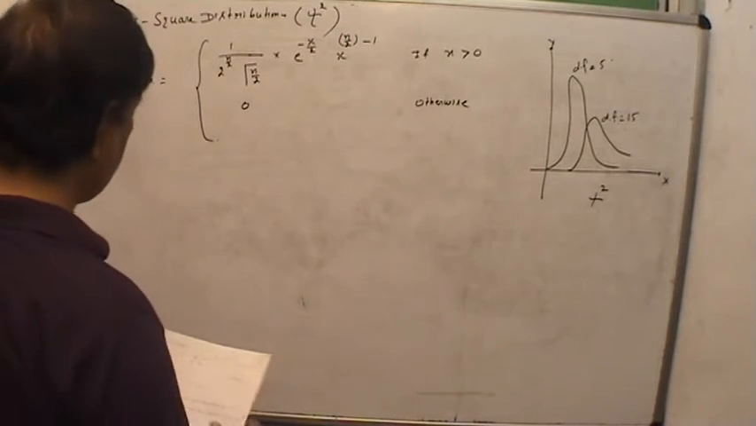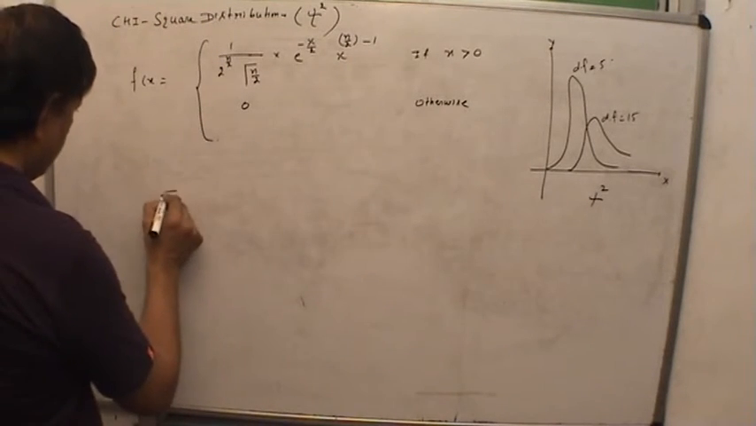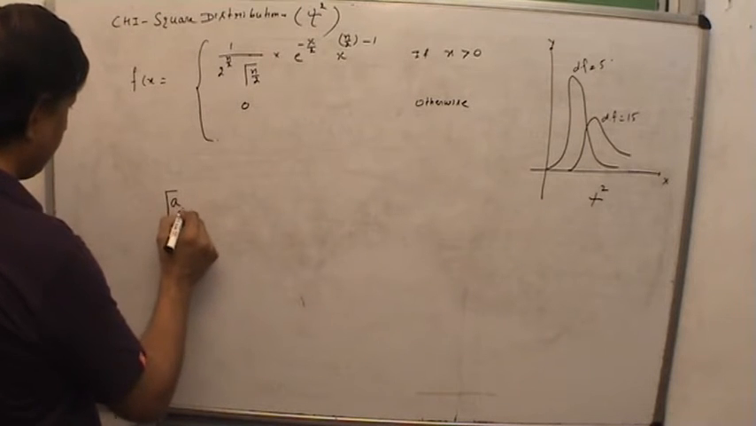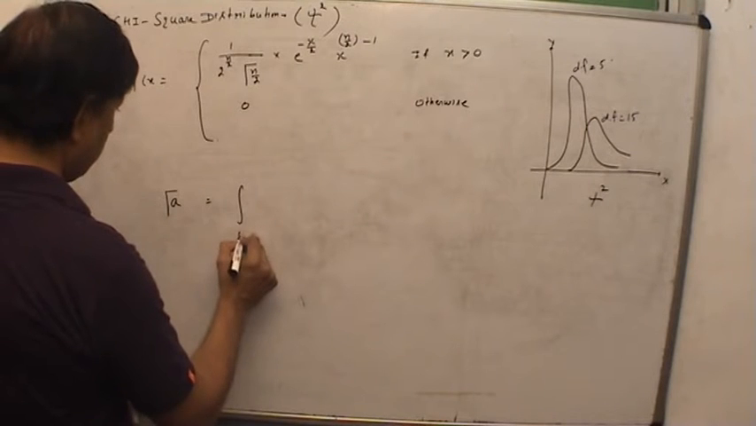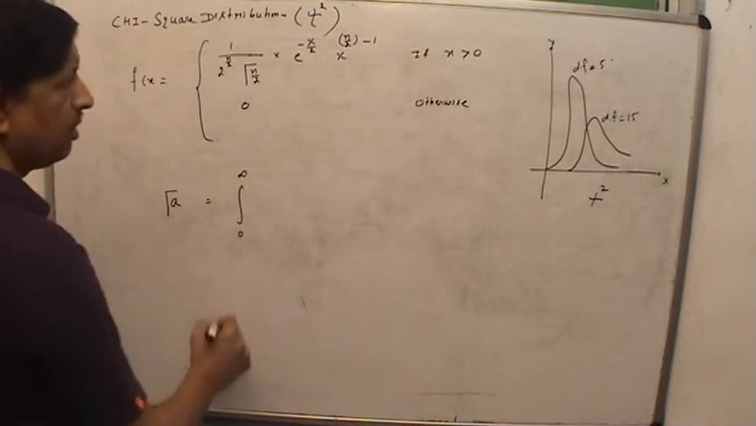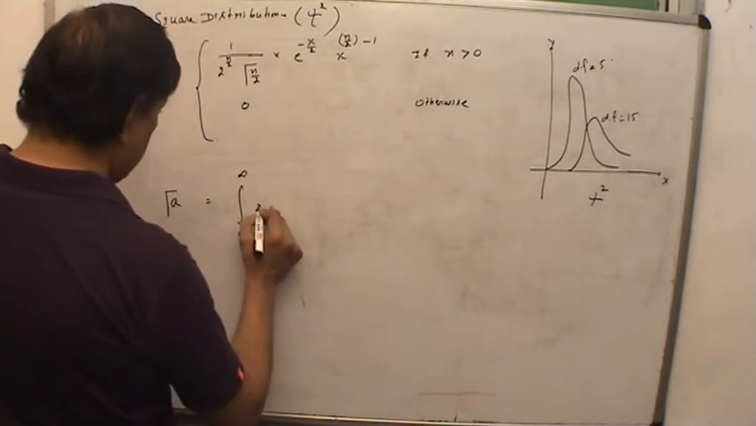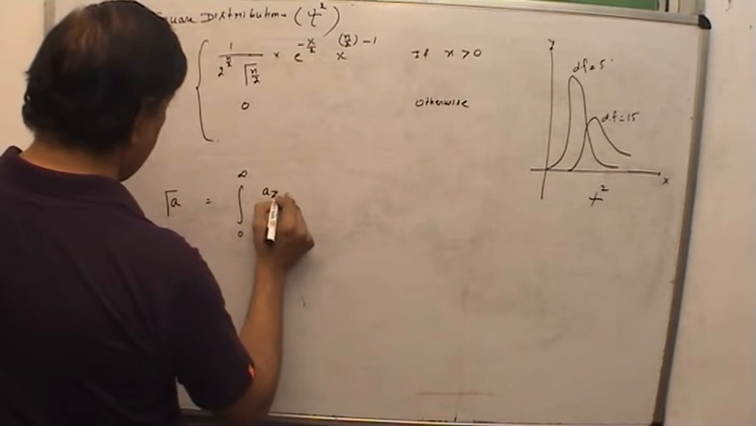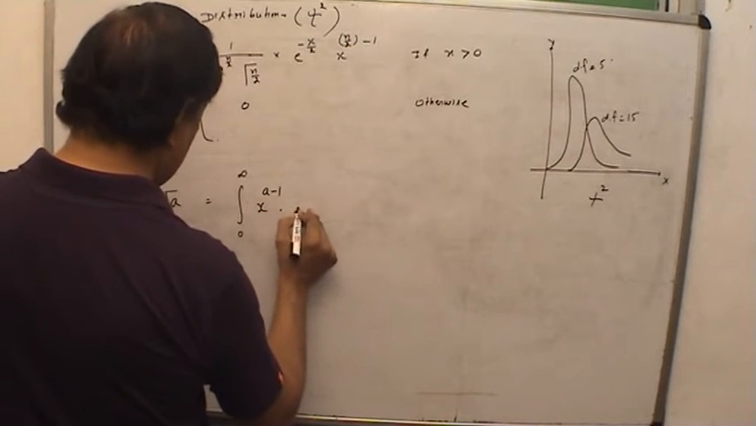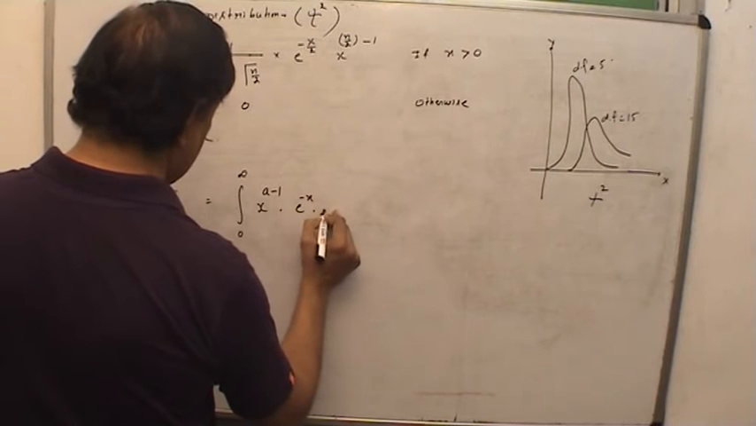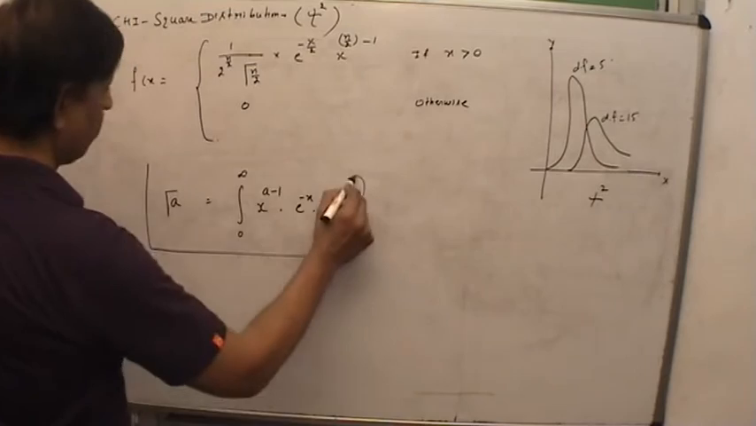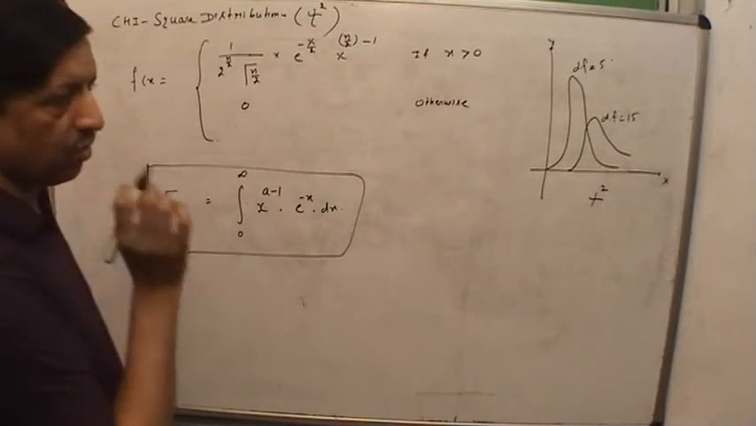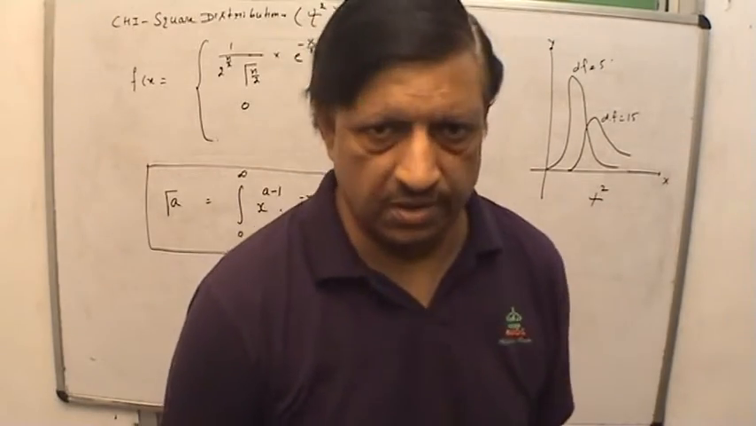Now we see what the gamma function is. The gamma function for any value a we can represent as the integration from 0 to infinity of x raised to the power a minus 1 into e raised to the power minus x into dx. This is the definition, or you can say the formula, for the gamma function.